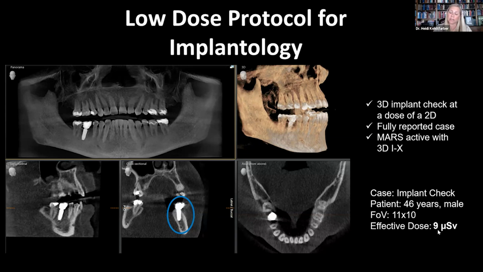Just for reference, if we're talking about a panoramic, that's about 14.2 microsieverts. So this is less dose than a 2D pan, and we have all of our 3D capabilities, which is pretty amazing. And if we're talking, for example, about 4 bite wings, 4 bite wings is approximately 5 microsieverts. So this is just a little bit more than having a set of bite wings.